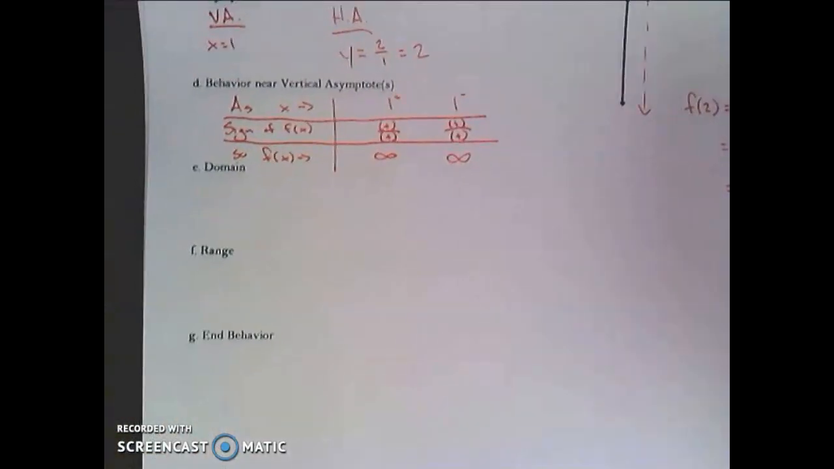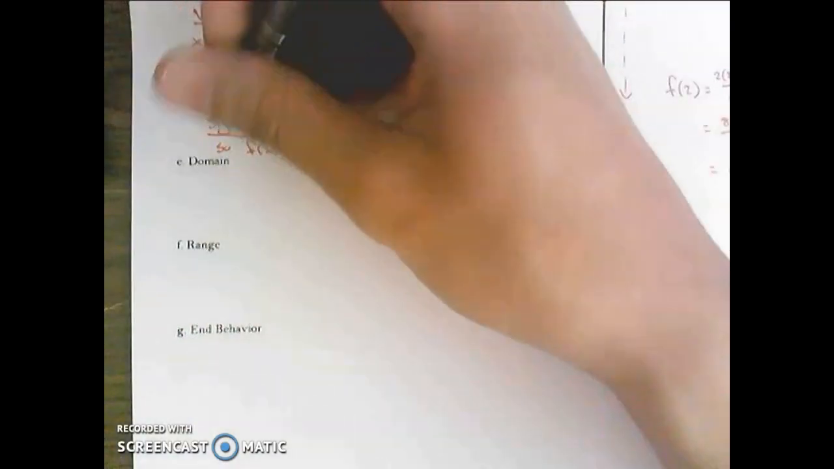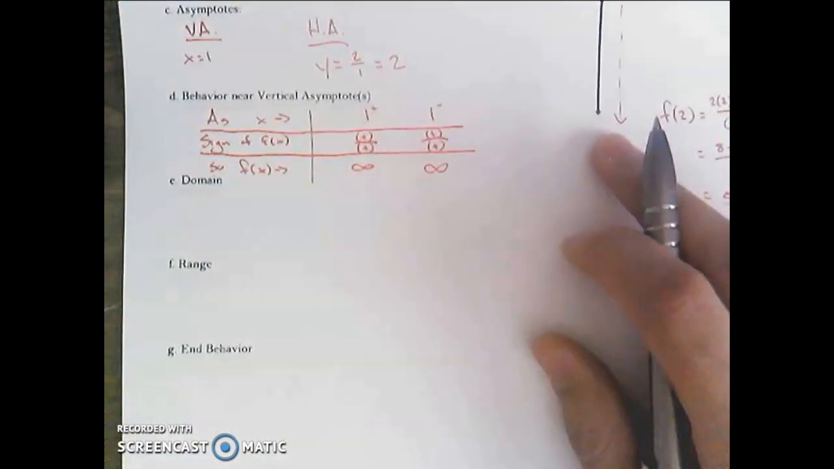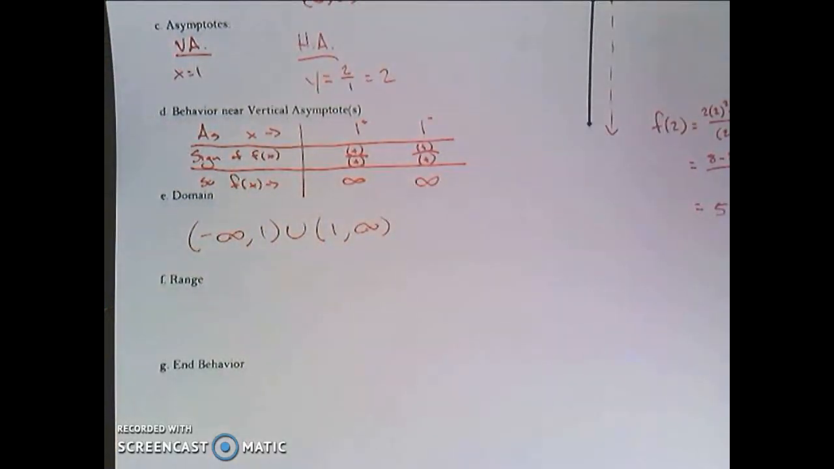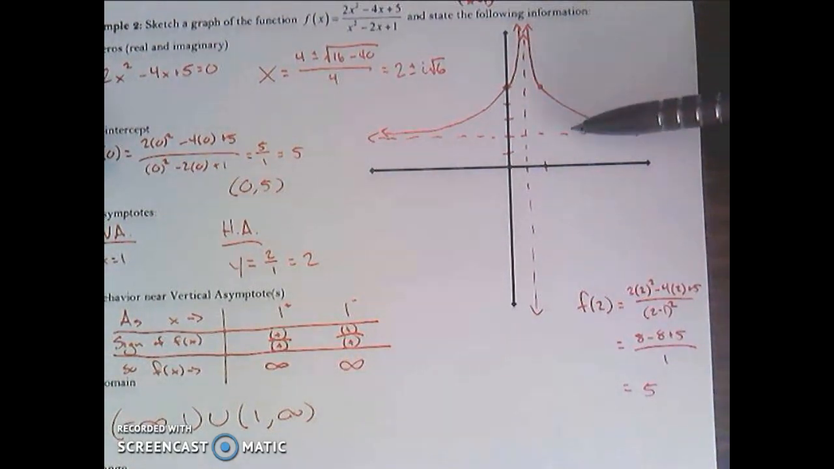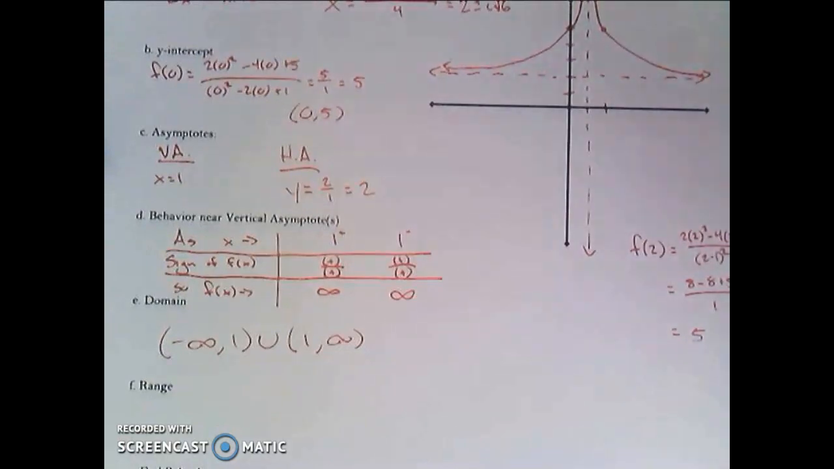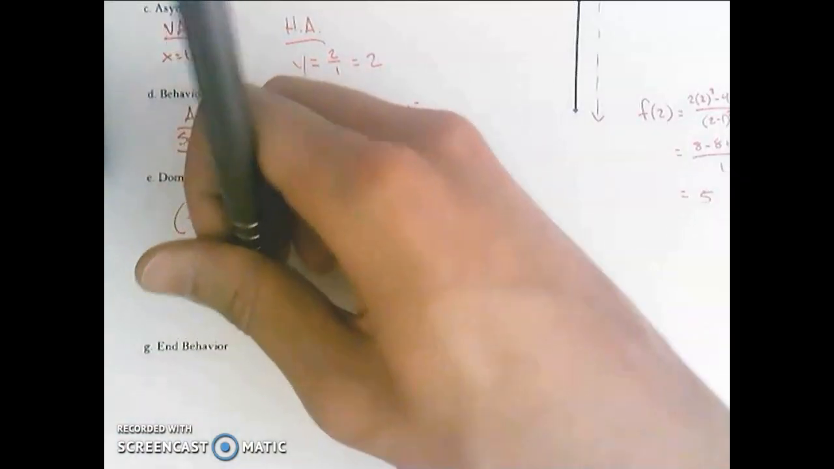Let's talk about domain and range. So domain, what numbers can we plug in? We can plug in anything except for x equals 1. So we can say that our domain is from negative infinity to 1 and from 1 to infinity. Our range, for what values does our function hit? It hits everything above y equals 2, but not including y equals 2. So we have our range is from 2 to infinity.